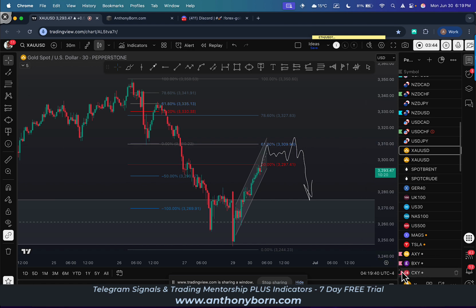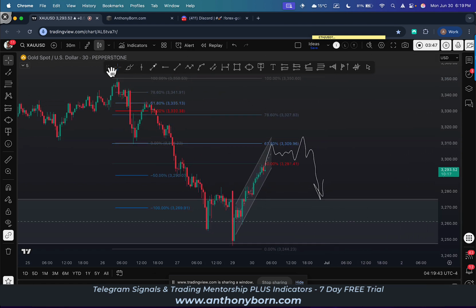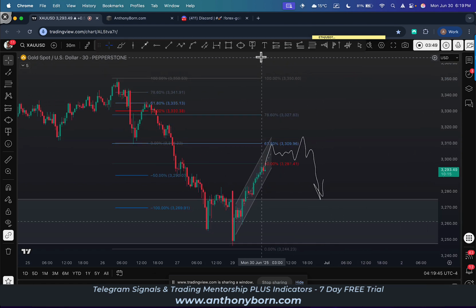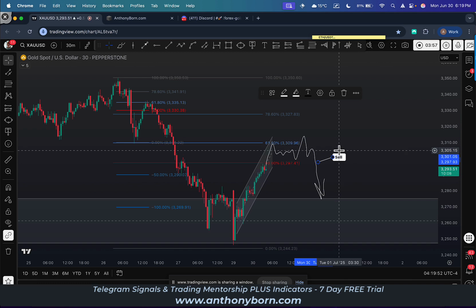So basically, I'll write a little note because it's pretty specific in terms of entry, stop loss, etc. I'm looking for, sell on bearish break of structure and retest of the range. And what else can I say? Sell on bearish break of structure and retest of the range.